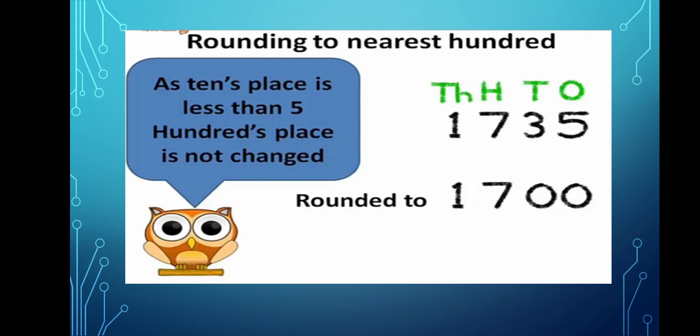It will remain as 7, and all the places to its right, that is the tens and ones places, will change into 0. We have rounded down this number to its nearest 100. So 1735 will be rounded down to 1700.